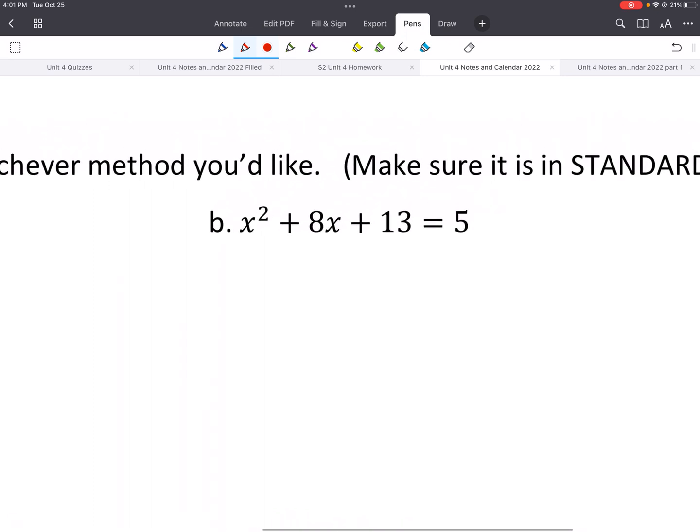Alright, this one again, make sure everything's on one side. So this would give us 8. I know this is not factorable. There's nothing that can multiply to 8 and add to 8. And we can't use square roots to solve, so complete the square would probably be a good idea.